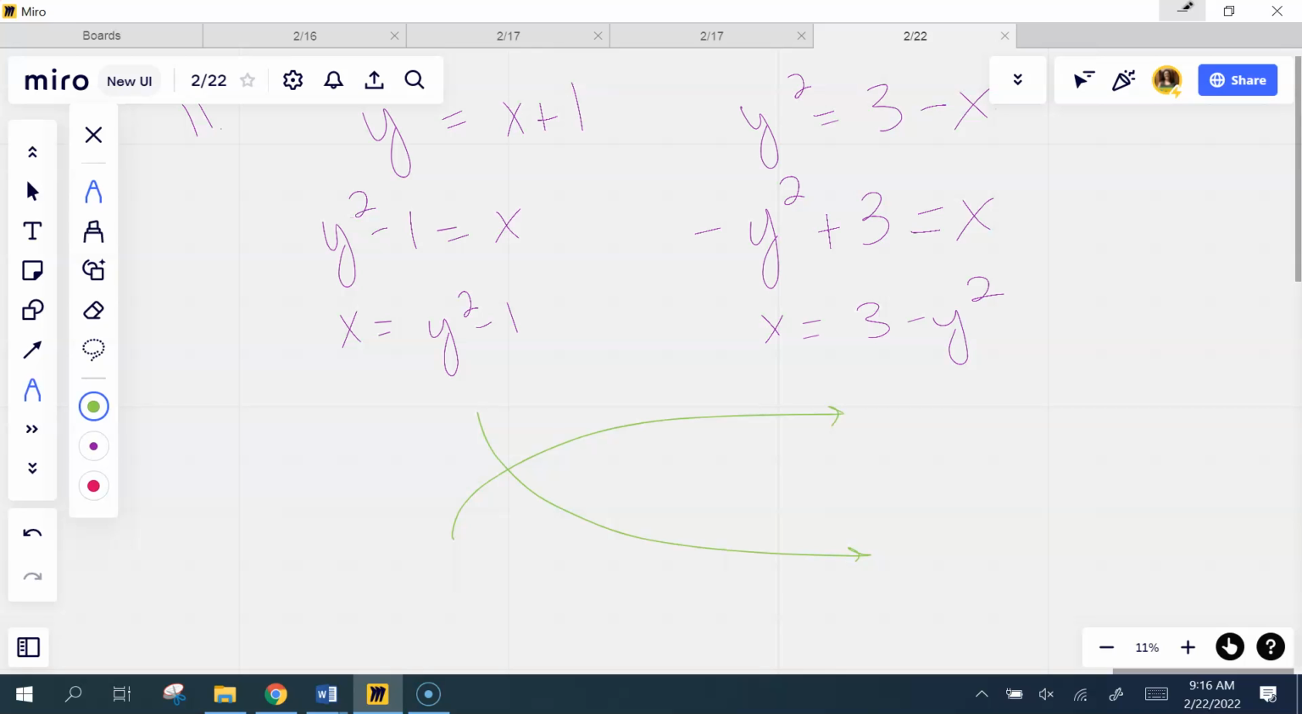And what does it say? Does it have two? What's it look like if you graph it? Who's got a calculator? Graph the square root of x plus 1, and then graph the square root of 3 minus x squared. See what the 3 minus x.